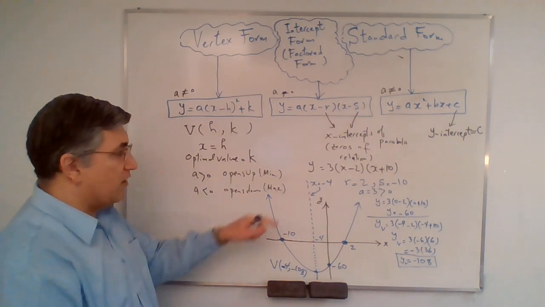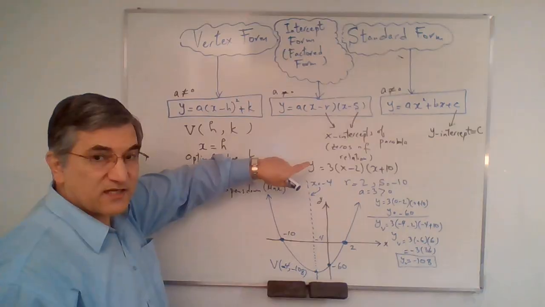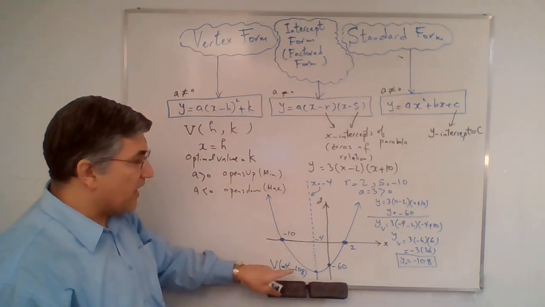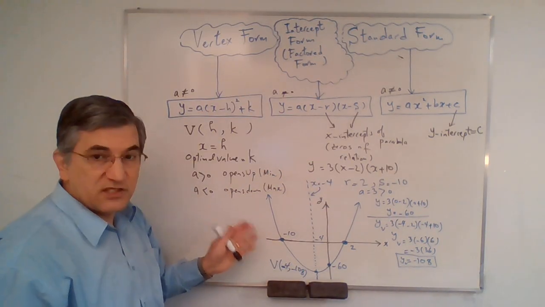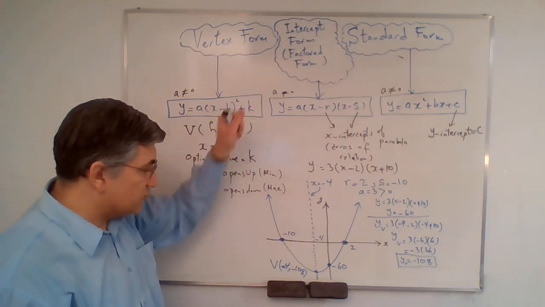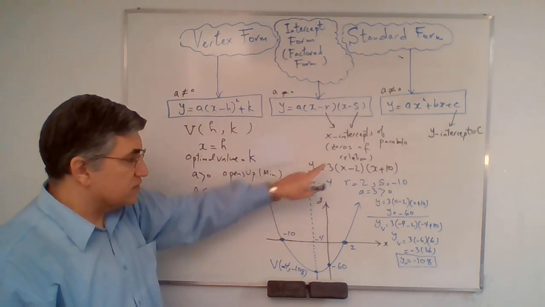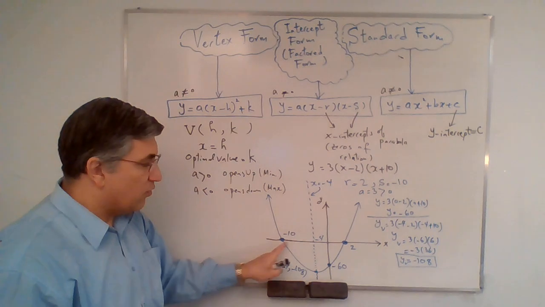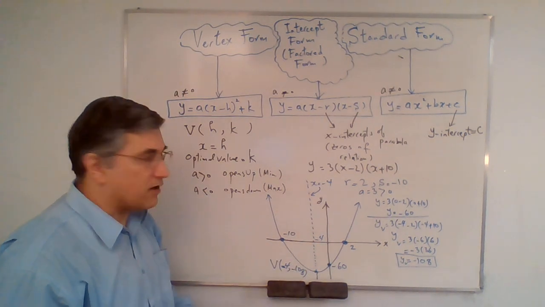So the equation of the parabola was given in factored form or intercept form, but I could calculate everything else I needed, including the coordinates of the vertex, including the equation of the axis of symmetry, and from the equation, I could easily tell what the x-intercepts of the parabola are.